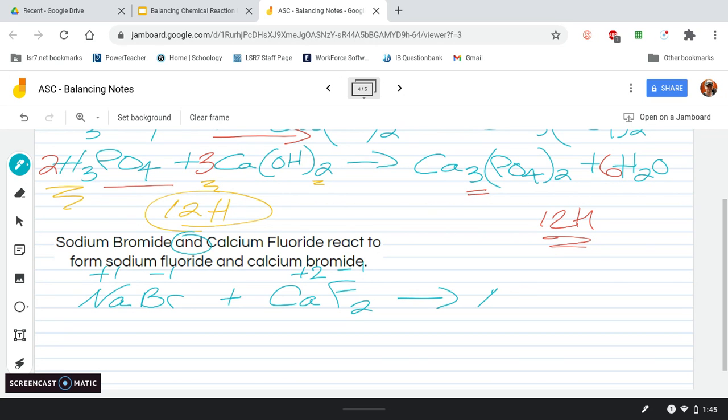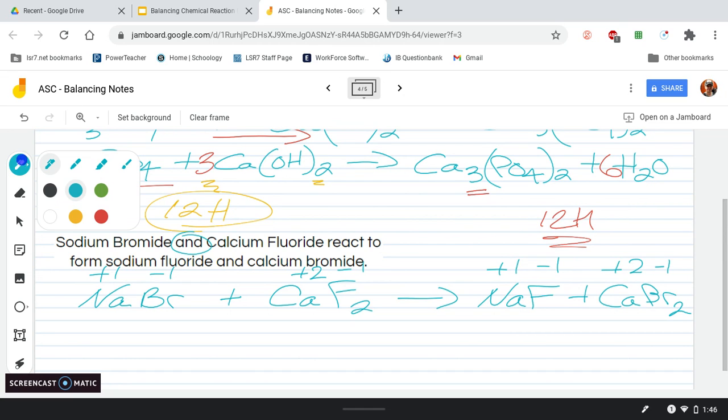Sodium fluoride and calcium bromide. Oh, +1 -1. And then calcium bromide +2 -1. So it's going to look like that. So there you go. NaBr plus CaF2 is NaF and CaBr2. So let's go ahead and balance it up.